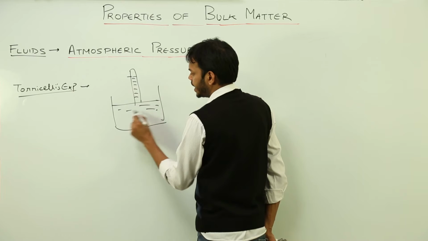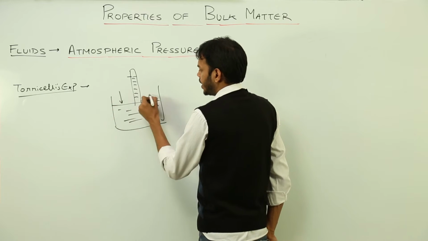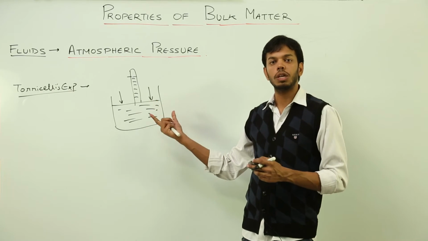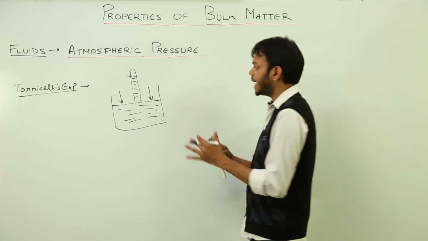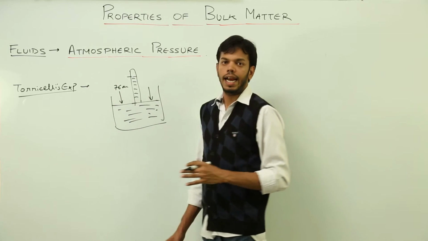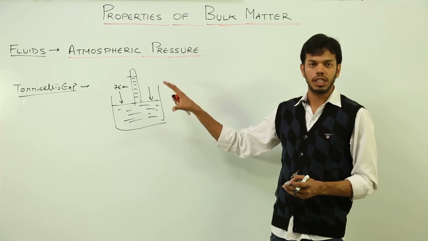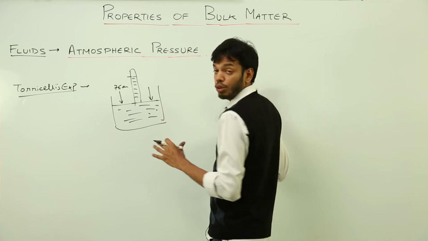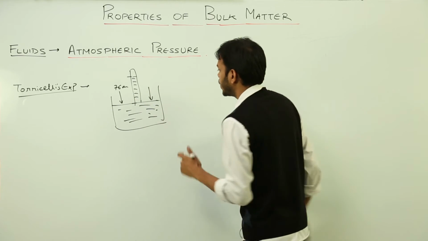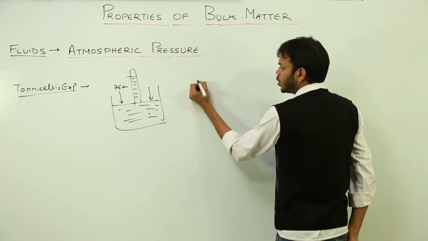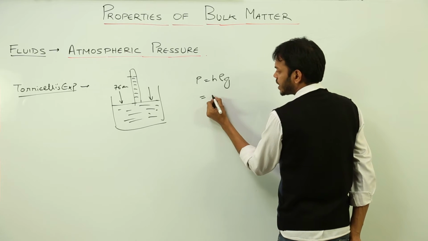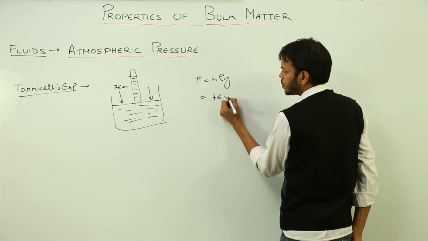The theory states that the open layer of mercury, on which atmospheric pressure acts directly, can hold up only 76 centimeters of mercury, and this must be the value of atmospheric pressure. Atmospheric pressure is that pressure which can hold a 76 centimeter mercury column. So using P = h rho g, the height of the mercury column is 76 centimeters, that is 0.76 meter.